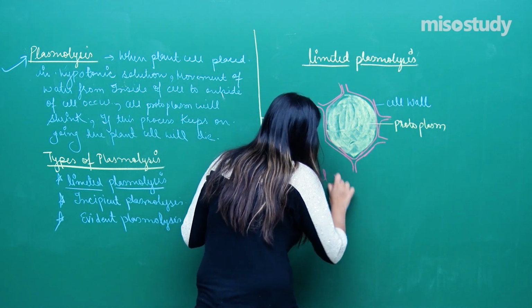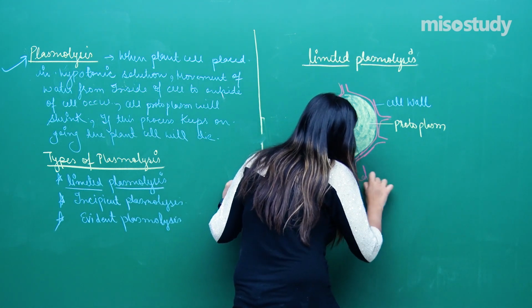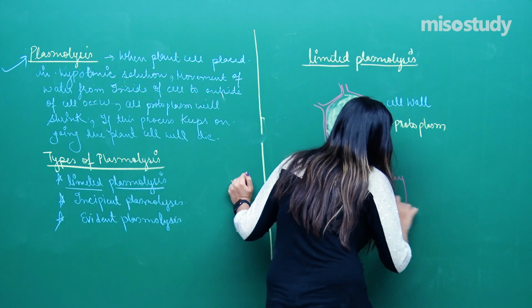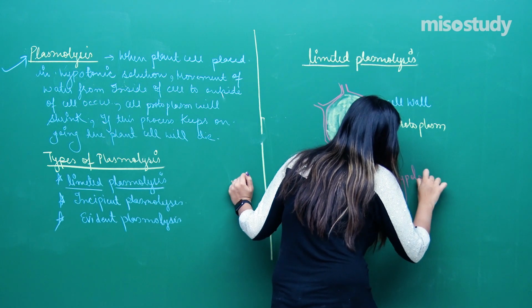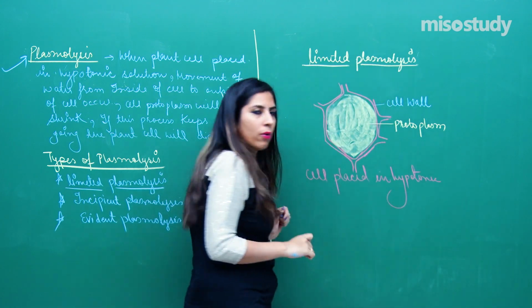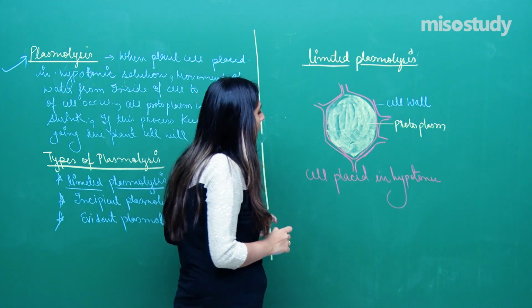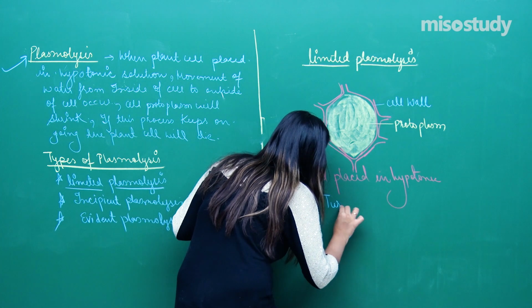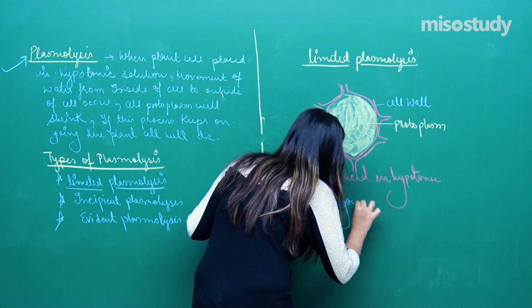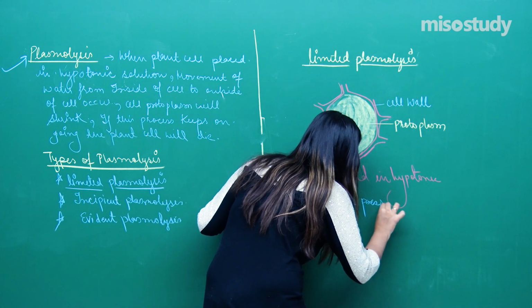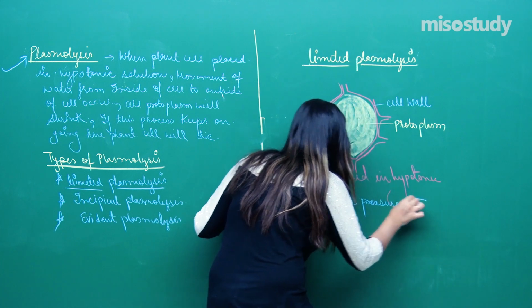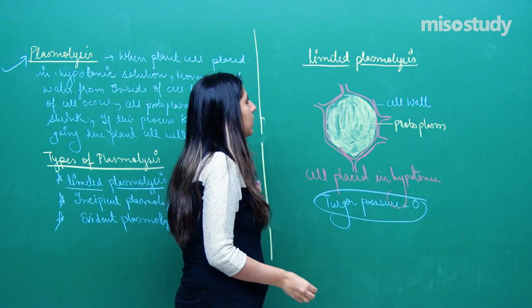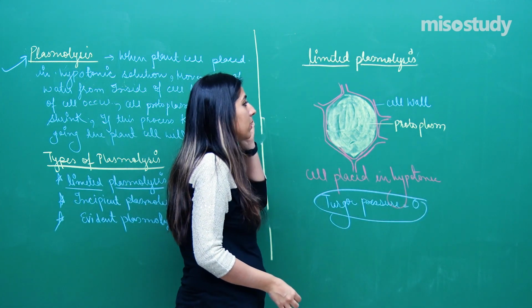This is a cell placed in hypotonic solution. Just now we have placed it. Now, in this case, the turgor pressure will be 0. You have to remember this. This is called limited plasmolysis, right?